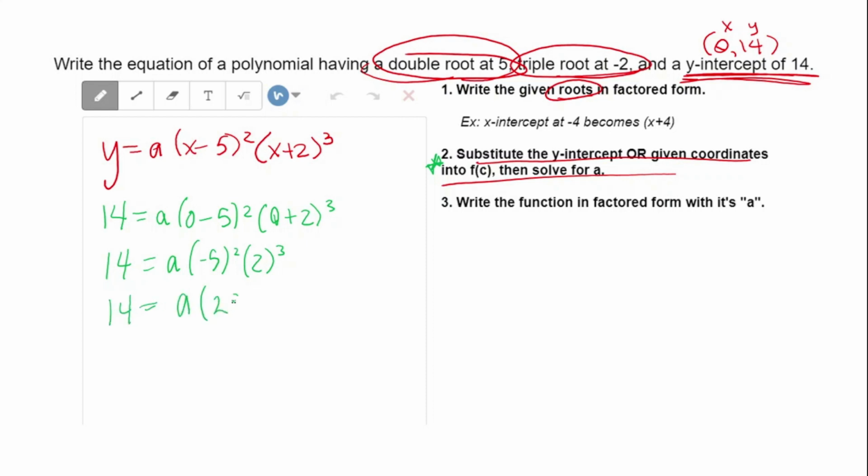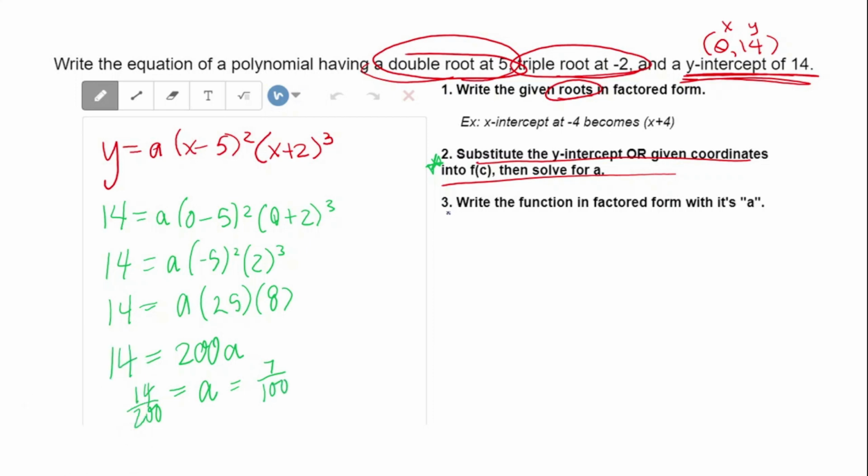All right, we'll finish off here by dividing. After we multiply this, we'll divide. 14 equals 200a, and a is equal to 14 over 200. Now this time I did actually continue and simplify it completely, like you guys should do. So that simplified completely is 7 over 100.